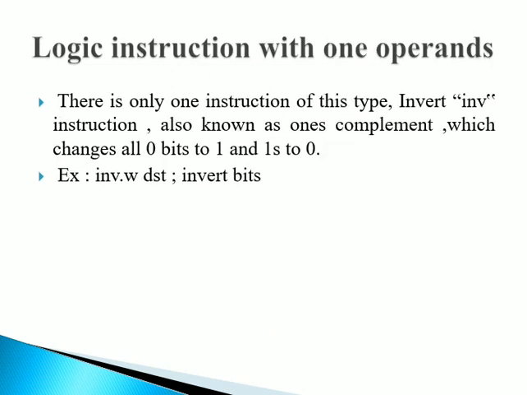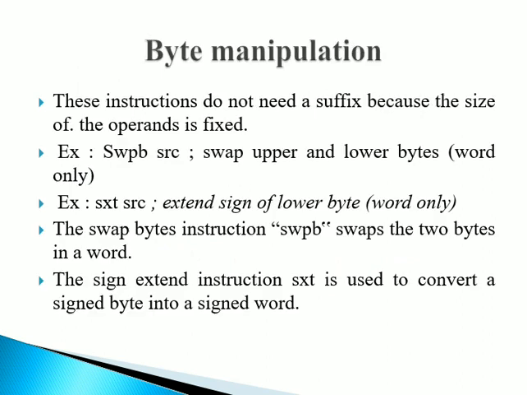Then comes the logical instruction with one operand. There is only one instruction, the invert instruction, also known as ones complement, where all zeros are converted to 1 and all 1s to 0. For that we use inv.w destination, which will invert your bits. If your bits are 0, they will be converted into 1. Next is byte manipulation.